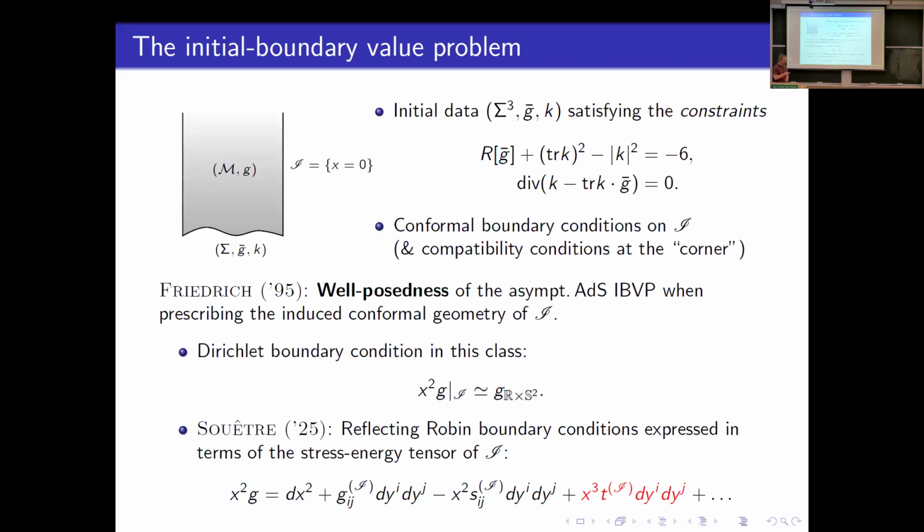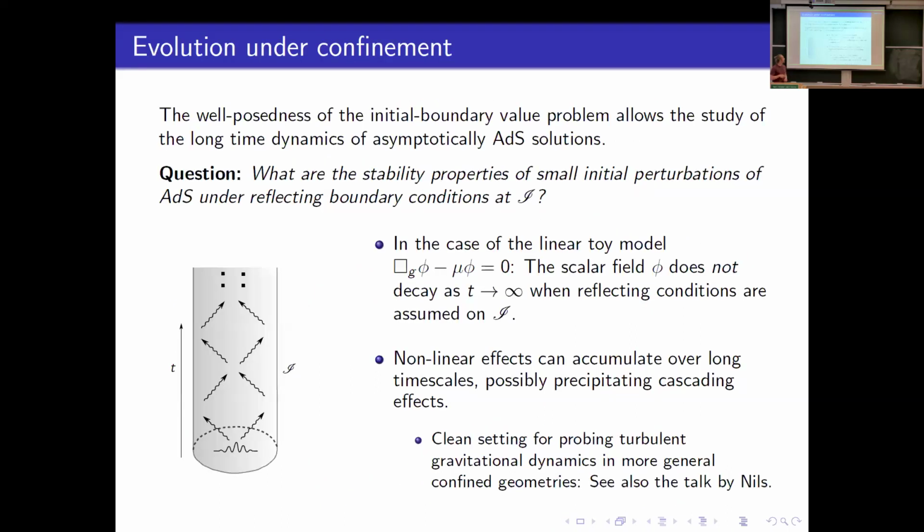Of course, again, let me just say that Souet, as with Friedrich, proved their well-posedness results working in a gauge which is determined by flowing along conformal geodesics. One can get well-posedness using other gauges, for instance, in the wave gauge. In the latter case, what the Neumann condition really corresponds to is not very clear, but I'm not going to talk about this.